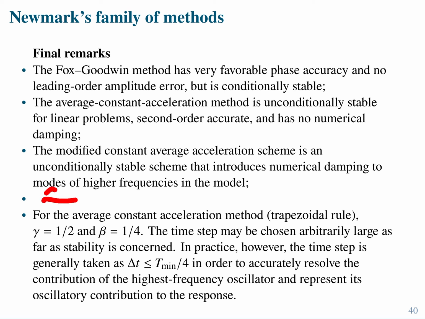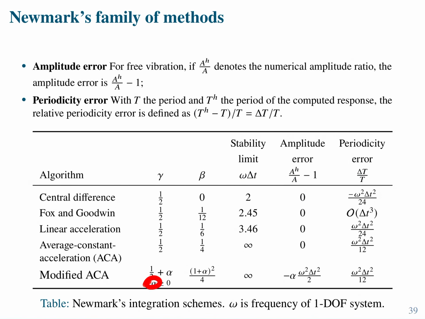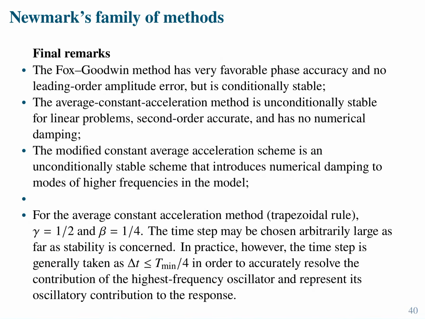I don't know why I have an extra bullet there. That's a mistake. The modified constant average acceleration scheme is an unconditionally stable scheme that introduces numerical damping to modes of higher frequencies in the model. Of course, that is going to depend on the value of alpha that you choose. Remember that you have second order accuracy as long as gamma is equal to 1/2. The moment you add something, you are not there anymore, but at least you introduce numerical damping to your scheme.